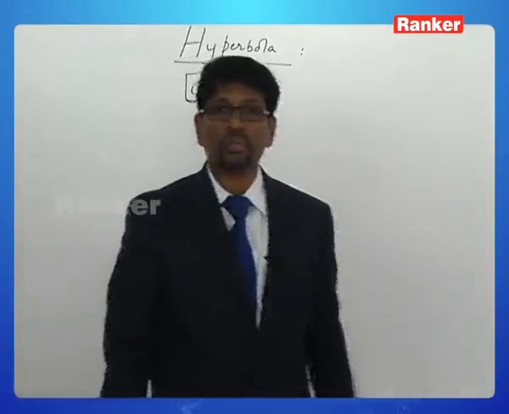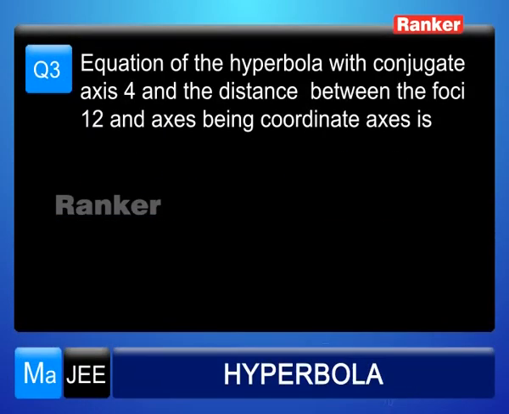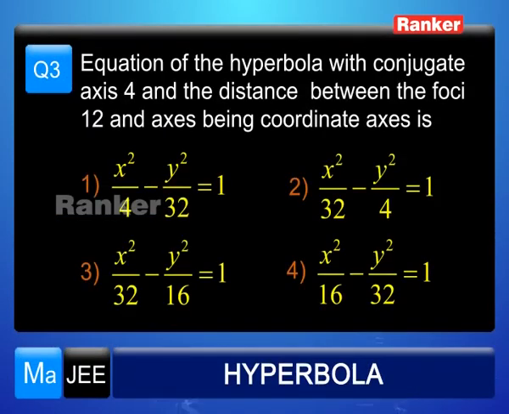Okay, let's move to the next question. Question number 3. Equation of the hyperbola with the conjugate axis length being 4 units and the distance between the foci as 12 units and the axis being the coordinate axis is. First option x squared by 4 minus y squared by 32 is equal to 1. Second option x squared by 32 minus y squared by 4 is equal to 1. Third option x squared by 32 minus y squared by 16 is equal to 1. Fourth option x squared by 16 minus y squared by 32 is equal to 1.